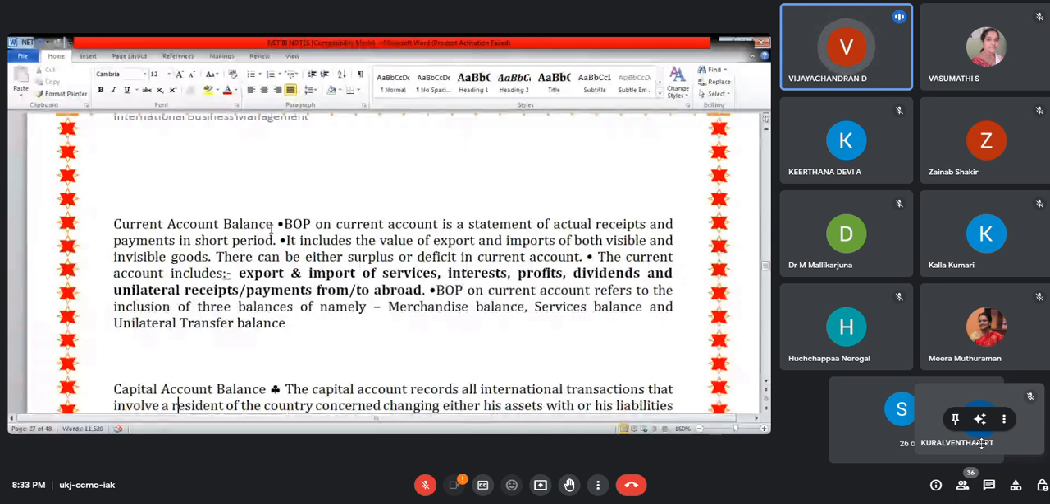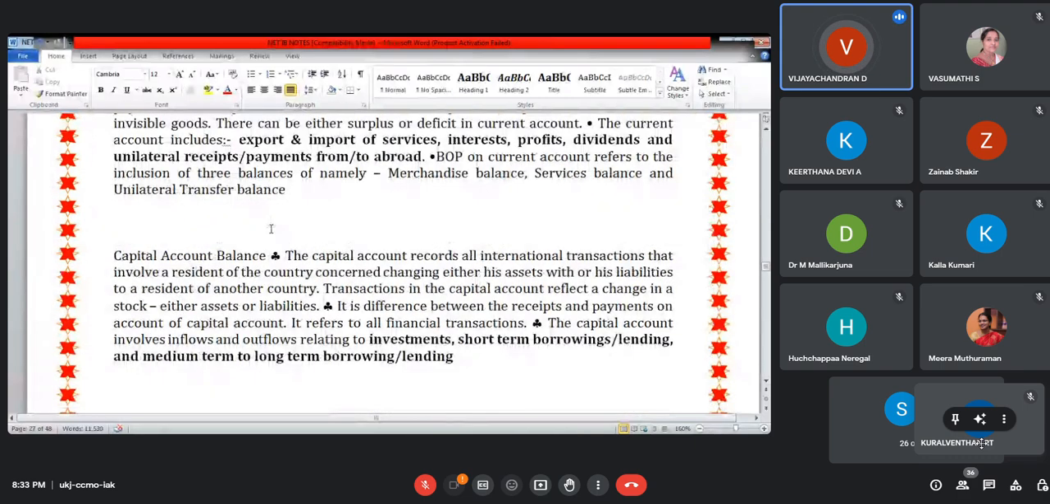Next, I'm moving into the capital account. In the case of capital account, it records all the transactions that are relevant to the assets or the liability. For your easy understanding, the lending, the investment, the borrowings. So those things are coming under capital account. But current account, I told, all the trade items will be coming under the current account. Again, why I'm repeatedly saying this: these are all the things you will see in your question paper, that will be displayed in your question paper. So these are all very, very important.